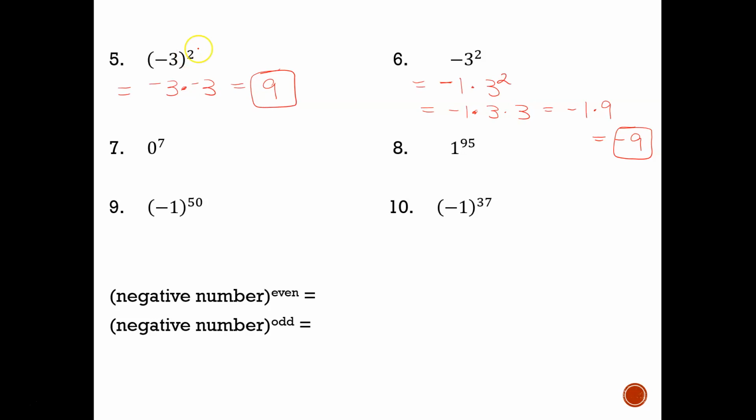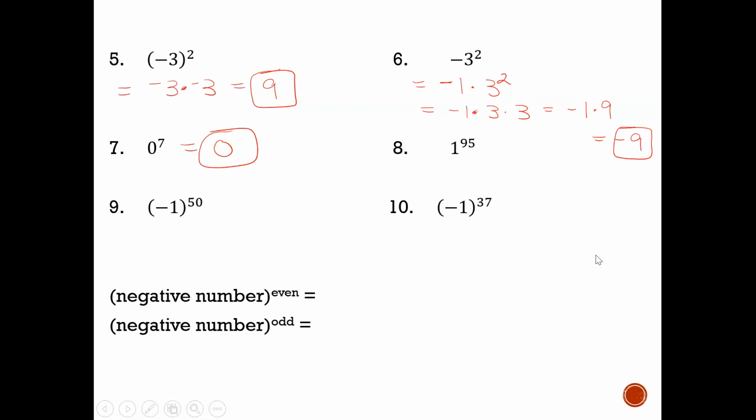So when the exponent is even, you will actually get a different answer when there are parentheses and when there are not. So really practice those to make sure you understand how to use the parentheses in these problems. Number 7, of course, 0 to any power is still going to be 0. No matter how many times you multiply 0 times itself, it's still 0.